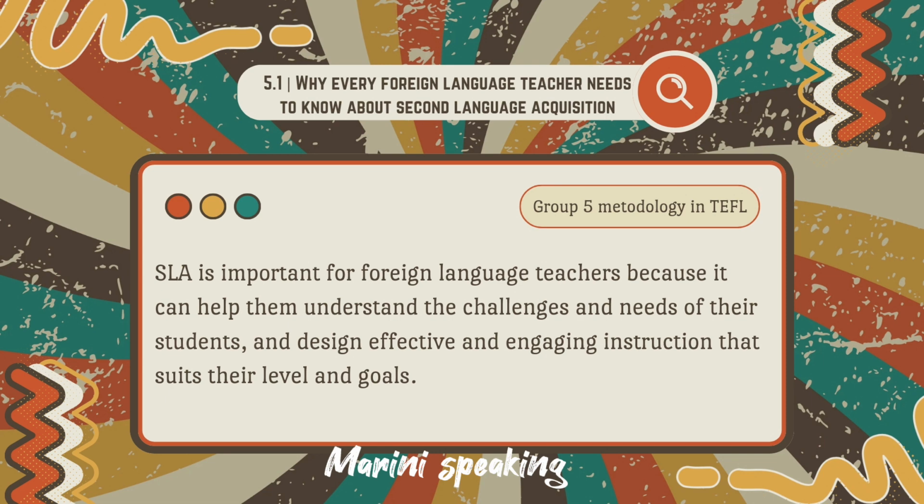SLA can help teachers understand the factors that influence language learning, such as motivation, attitude, aptitude, age, learning style, learning strategies, and social context. These factors can affect the learner's performance, progress, and outcomes in different ways. Teachers can use this knowledge to create a positive and supportive learning environment and to tailor their instruction to meet the diverse needs and preferences of their students.